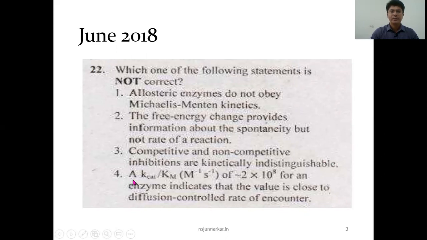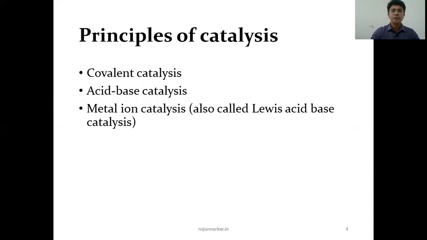And the fourth statement, kcat upon Km of approximately 2 into 10 raised to 8 for an enzyme indicates that the value is close to the diffusion controlled rate of encounter. So out of this, we have to find out which statement is not correct. Okay, so let us have a look at some other aspects of the enzymes first, and then we'll come to the discussion on these questions.